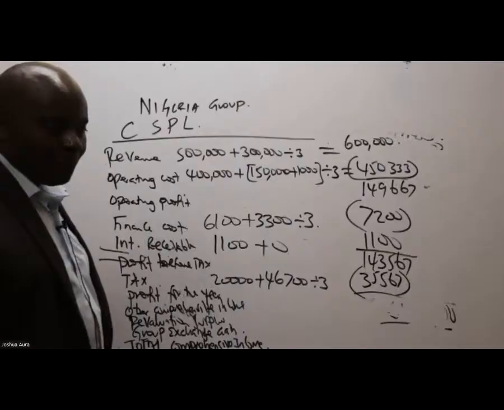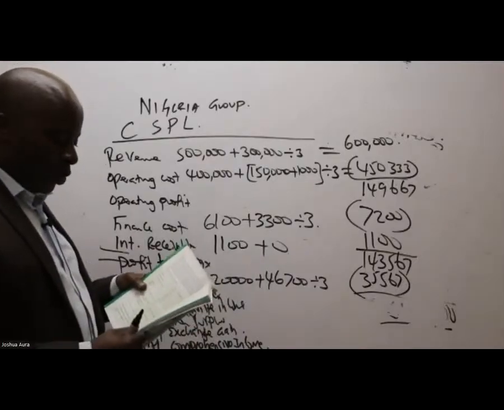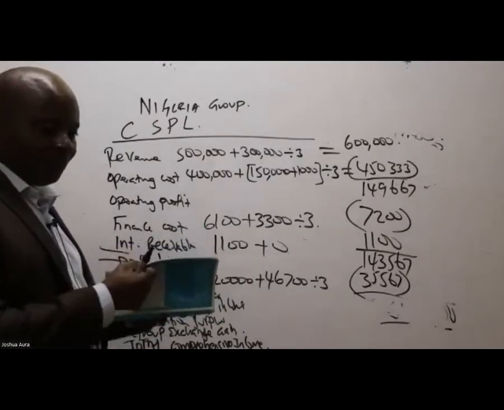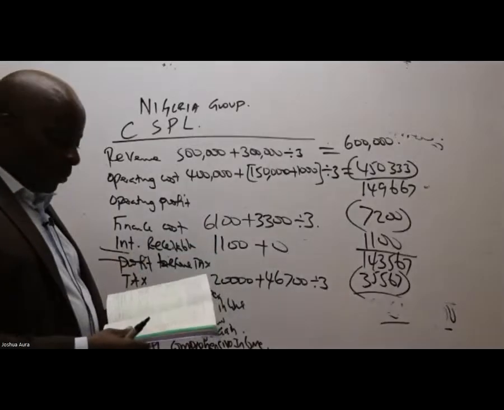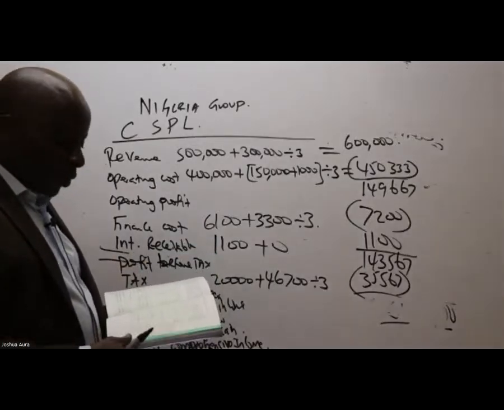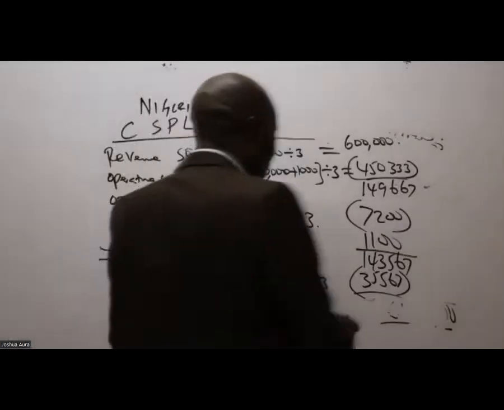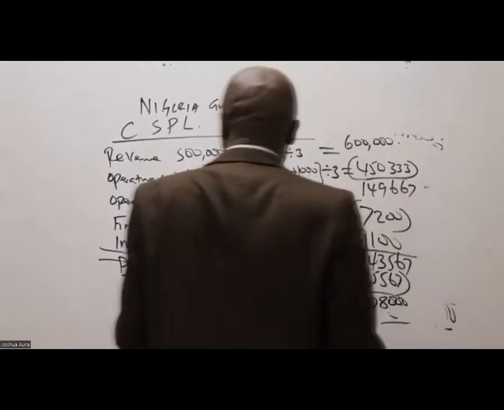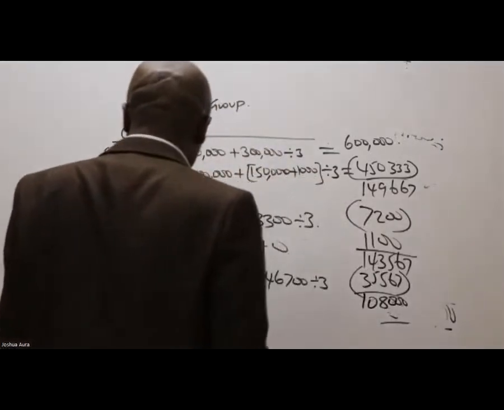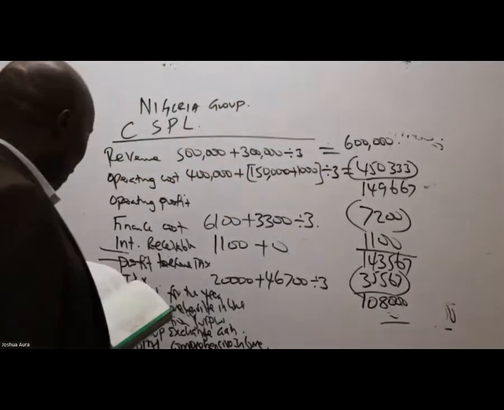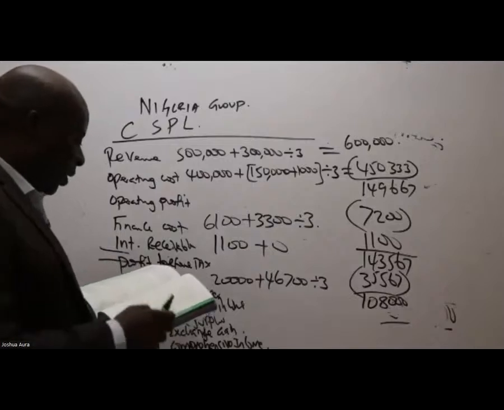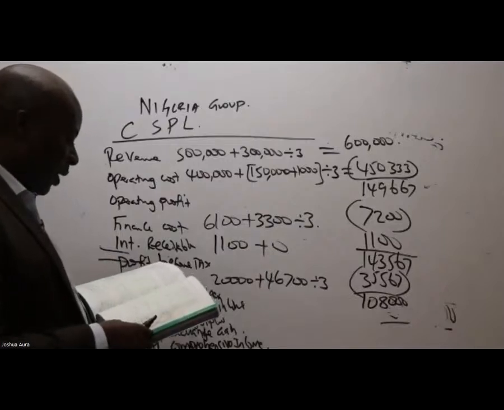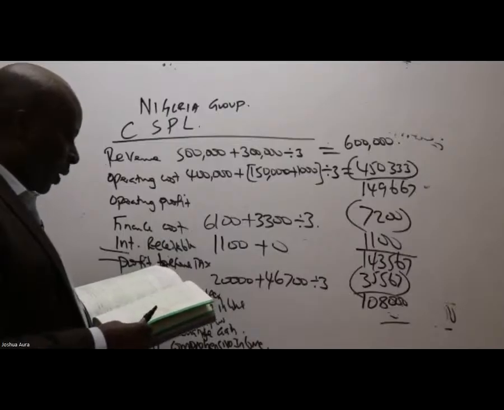Profit for the year. What do we have there? Profit for the year, 108,000. From there, come and give us other comprehensive incomes. Please give me the revaluation surplus.